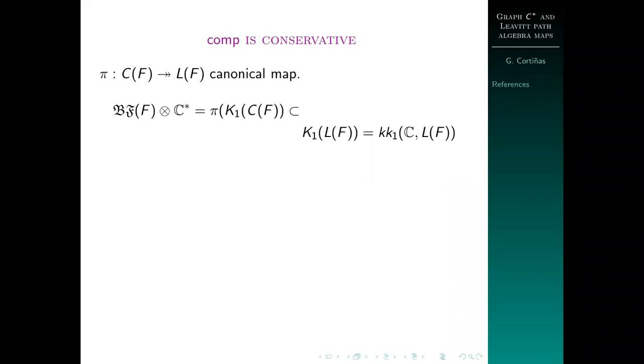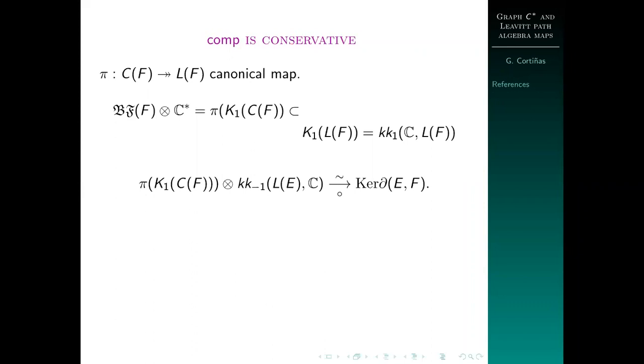So say pi is the canonical projection map from the cone algebra to the Leavitt path algebra. Then the image under pi of K1 of the cone algebra inside K1 of the Leavitt path algebra is isomorphic to the Bauer-Franz group of F tensor with K1 of C, which is C star. Okay, so we have this subgroup, and this subgroup lives in K1 LF.